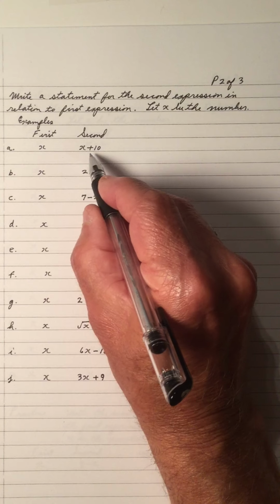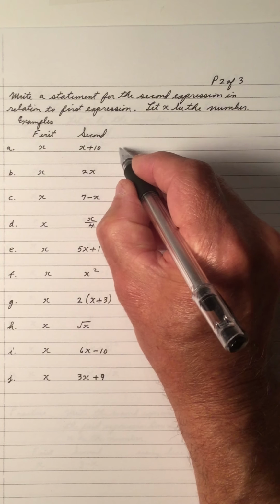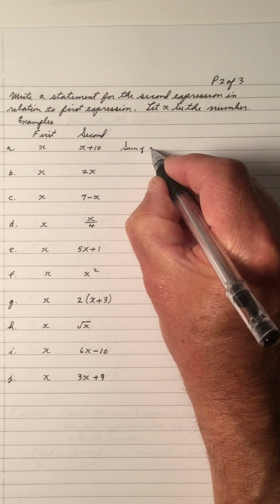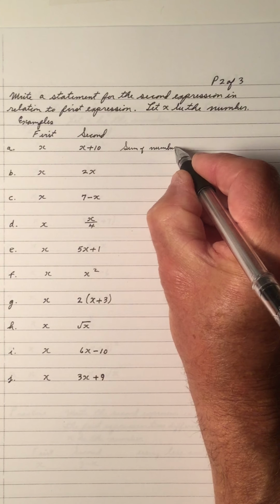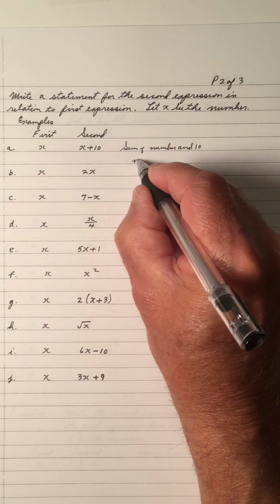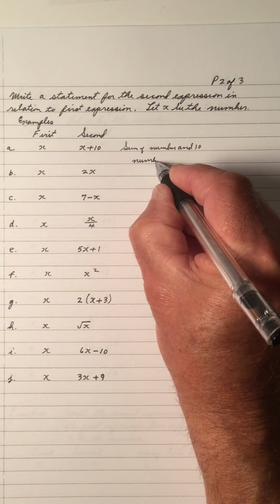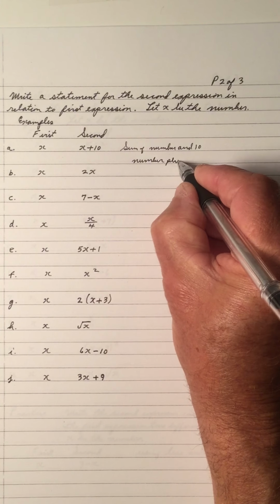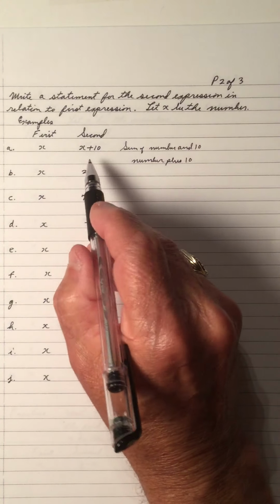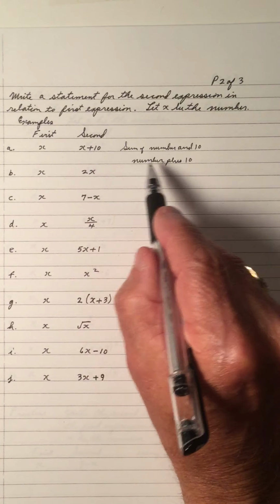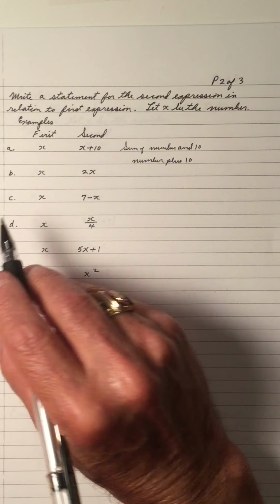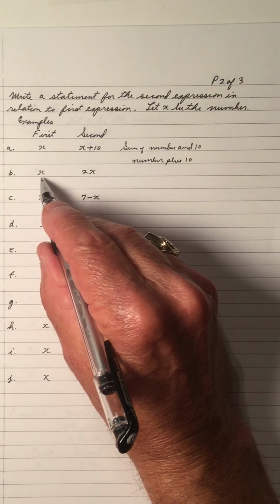Here we go. So the second one in relation to the first, so that's a number. So this is the number plus 10. This could be written as the sum of a number and 10. You could just say the number plus 10. Or you could say the number added to 10. So this is the statement. If I wrote either one of these down, that would mean this in relation to x. X is the number.